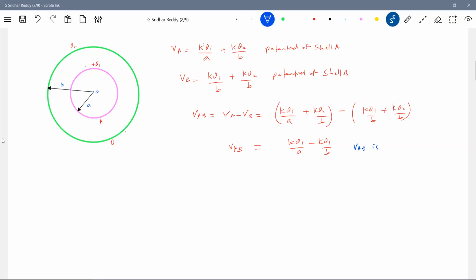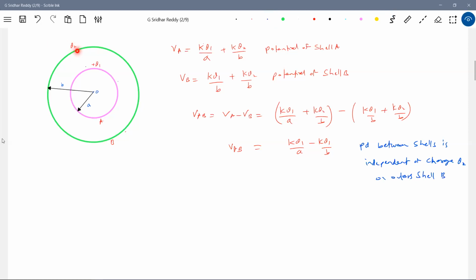Potential difference between shells is independent of charge Q2 on outer shell B. Whether you add some charge, potential of A and B will change, but potential difference will not change because it is independent of Q2.